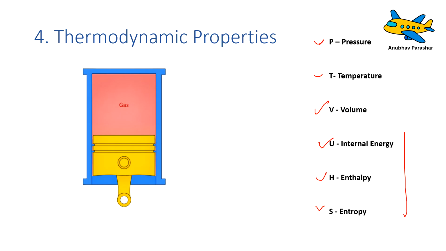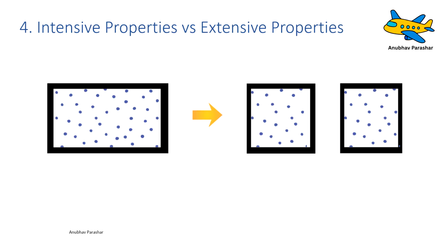So we are going to define what is the pressure of the system, what is the temperature of the system, what is the volume of the system, and when you define the properties of a system, they become the thermodynamic properties of that system. Now, if I talk about properties, we'll also have to understand that properties can be of two types: intensive properties and extensive properties.